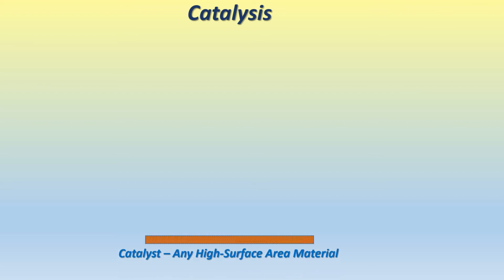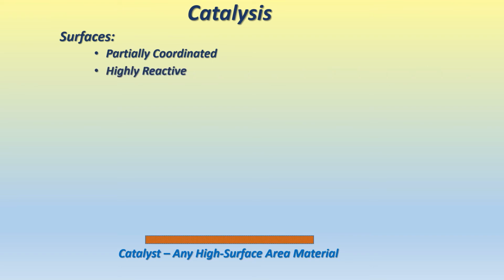Second special case in reaction kinetics is catalysis. A catalyst can be any surface of any material. The key point is that it has to be highly porous and have a high surface area. Surfaces in general are reactive because they're only partially coordinated. Half of the molecules are in the material and half are outside. Because of this, they are highly reactive.